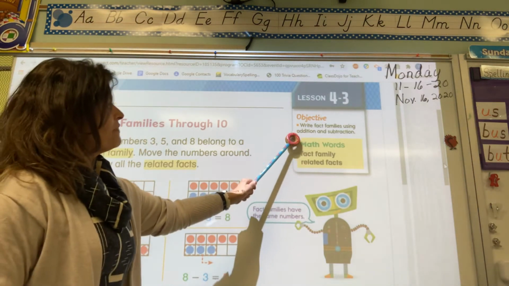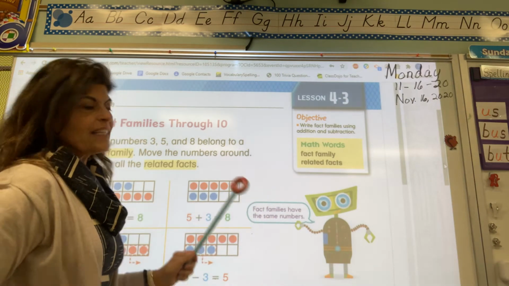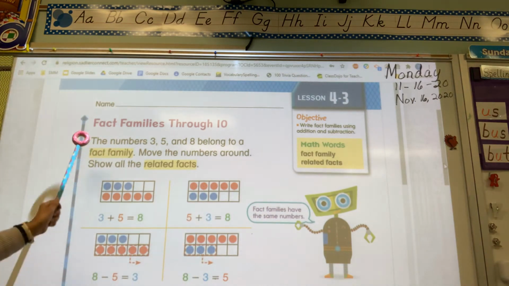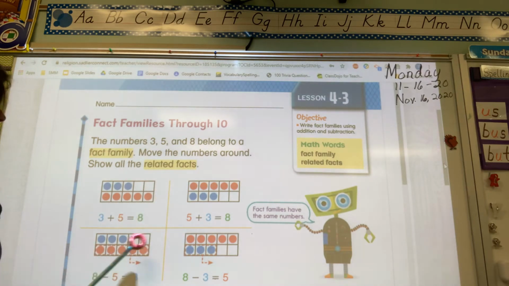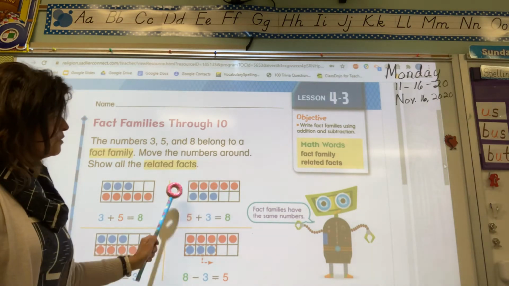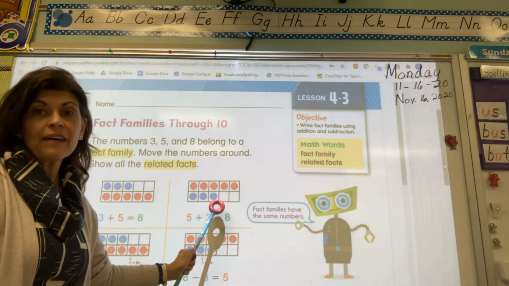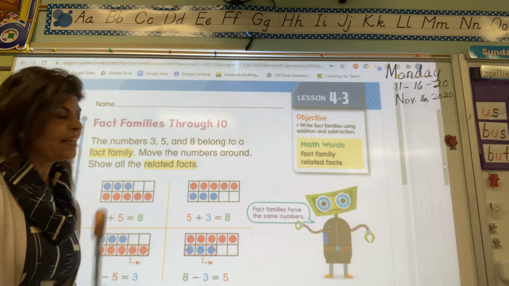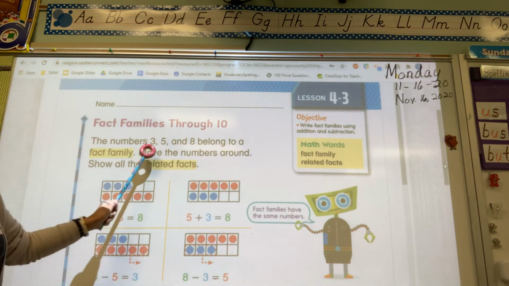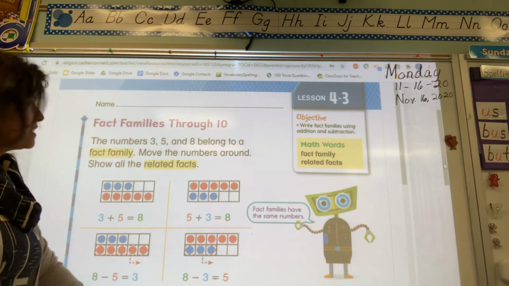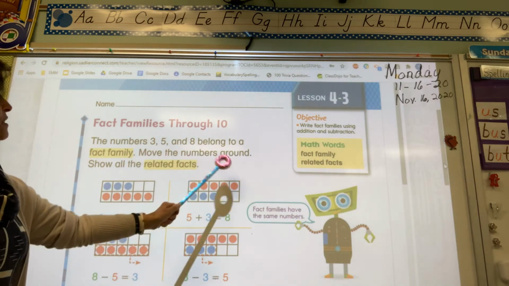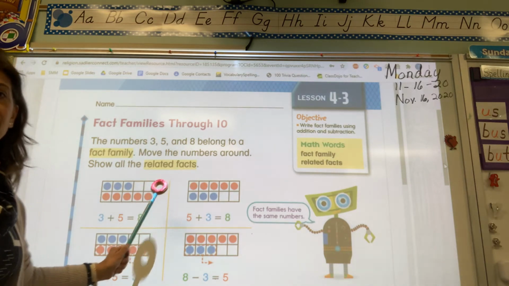Objective for today, write fact families using addition and subtraction. Fact families through 10. As you can see here, we're using these 10 frames. And you can just draw a 10 frame out on a sheet of paper. Looks like this, this little grid, 5 squares on the top, 5 squares on the bottom. That's how we get the name 10 frame. So the numbers 3, 5, and 8 belong to a fact family. I think that was one of the ones on our card. Move the numbers around. Show all the related facts.